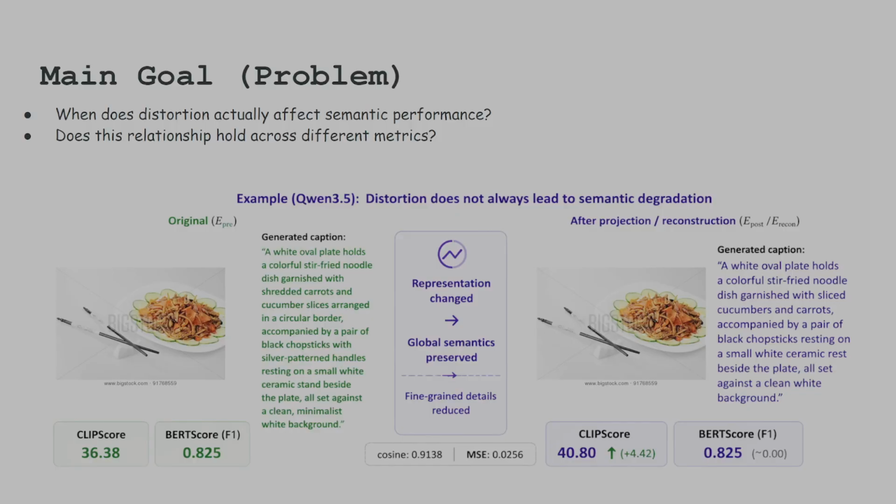So the goal of this project is to figure out what type of distortion will actually affect the semantic performance, and also whether this relationship actually holds across different metrics. For example, I'm using Qwen 2.5 as an example. Even after the reconstructions, you can see the CLIP score is actually higher and their BERT score doesn't really change.